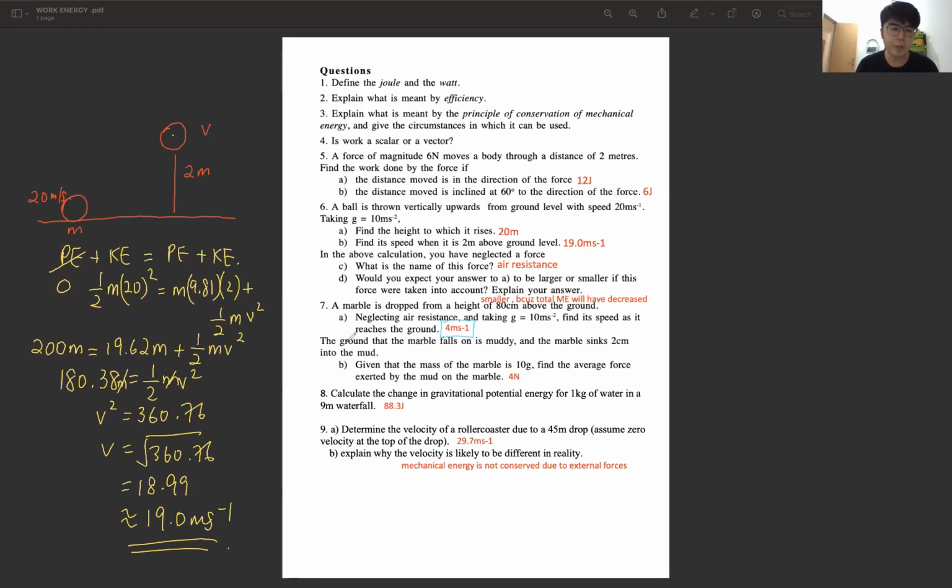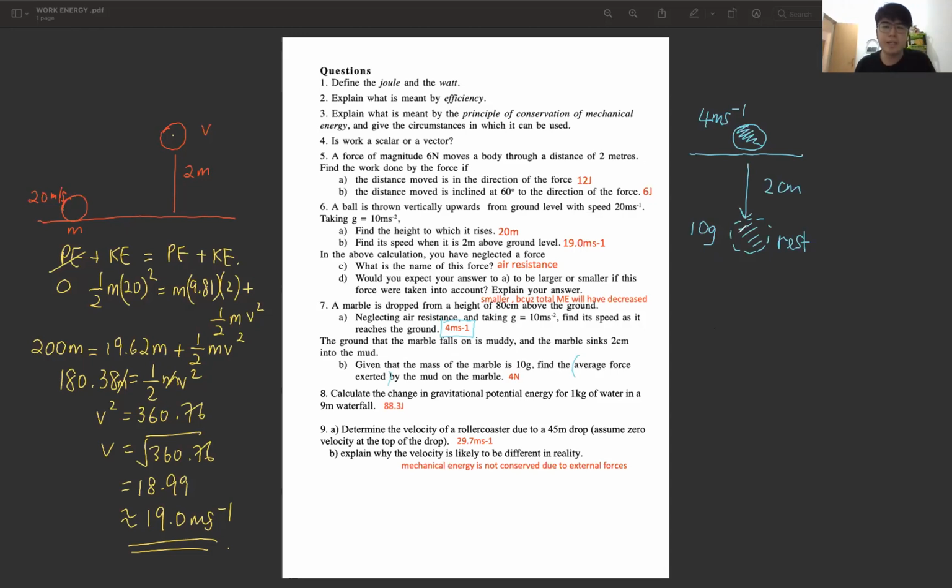Okay, now the question says the ground that the marble falls on is muddy, and the marble sinks 2 centimeters into the mud. So when it hits the mud, the velocity here is 4 meters per second, it sinks 2 centimeters deep, and finally it comes to rest. The question asks, given that the mass of the marble is 10 grams, find the average force exerted by the mud on the marble. Average force exerted, that is an external force, right?